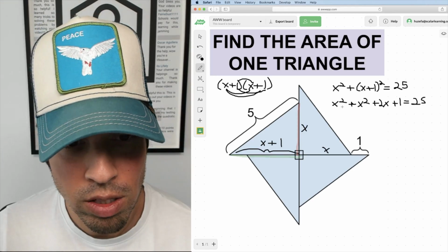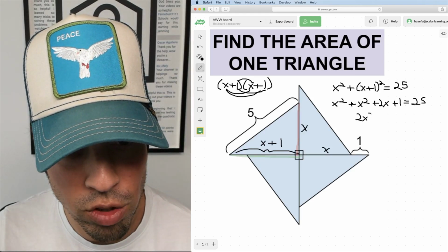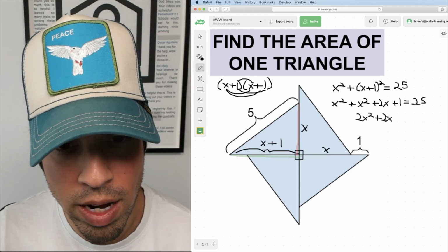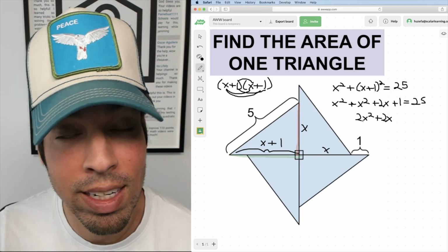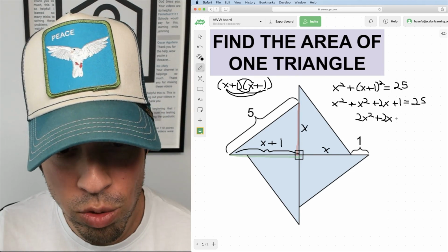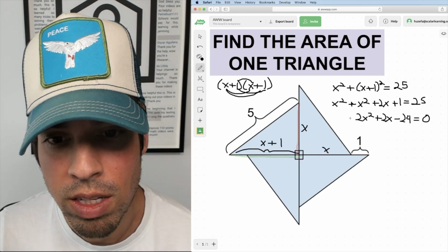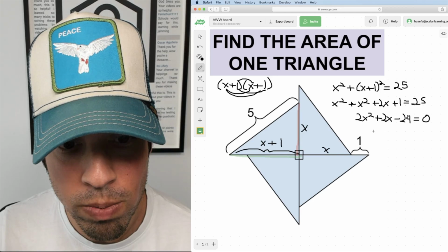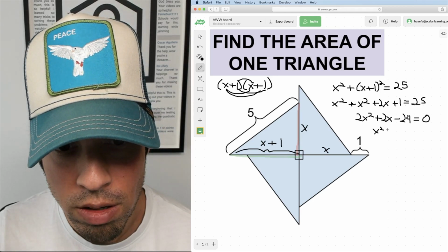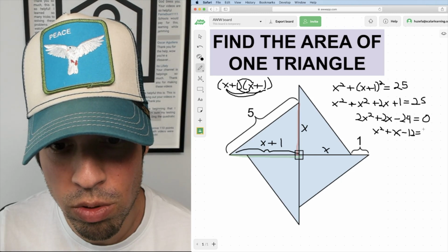Okay, now we've got a solvable quadratic. x squared plus x squared equals 2x squared, plus 2x. And then simultaneously, we're going to get everything equal to 0, so I'm going to subtract 25 from both sides. 1 minus 25 is negative 24, equals 0. Then I'm going to divide everything by 2, and I get x squared plus x minus 12 equals 0.